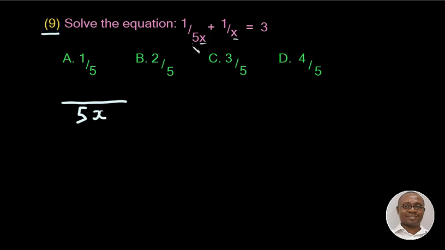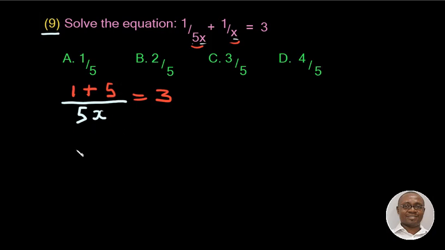Good. And this supports the fact that the denominators should be able to divide the LCM evenly. And we're going to see that now. So if 5x goes into 5x, we have 1 times the numerator 1, we have 1. Plus, if x now goes into 5x, we have 5 times the numerator 1, we have 5. This equals 3.